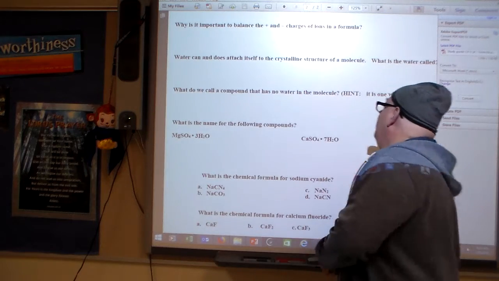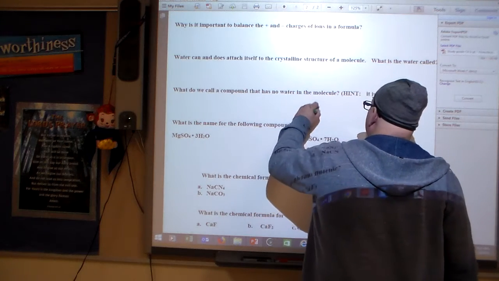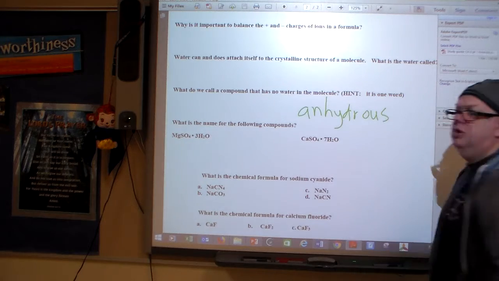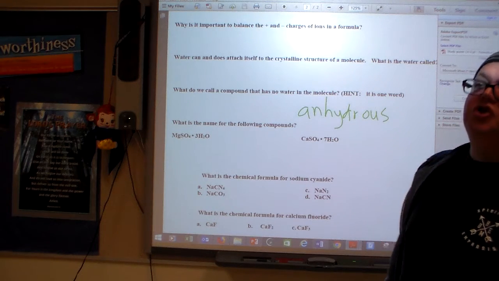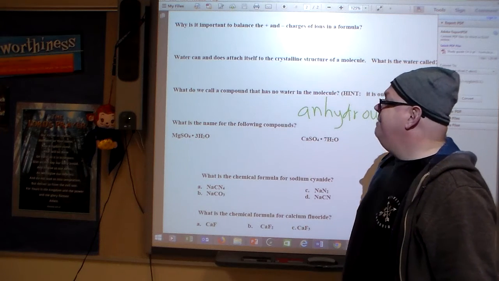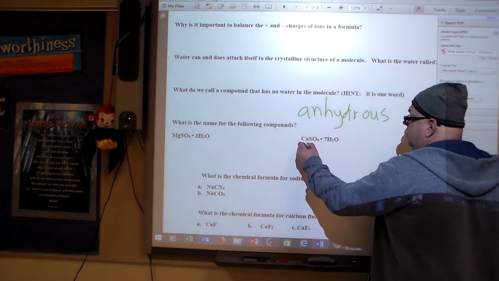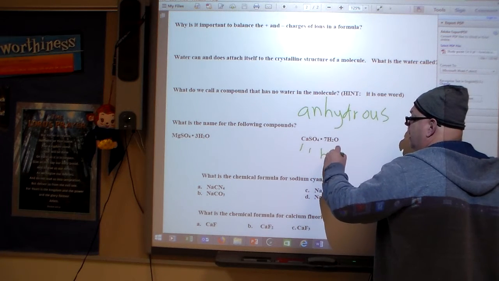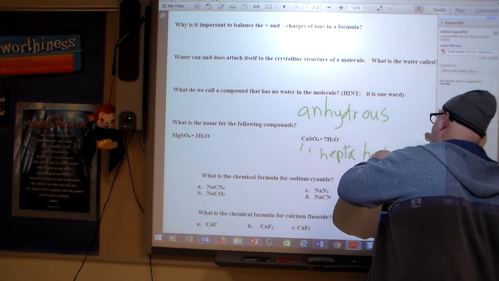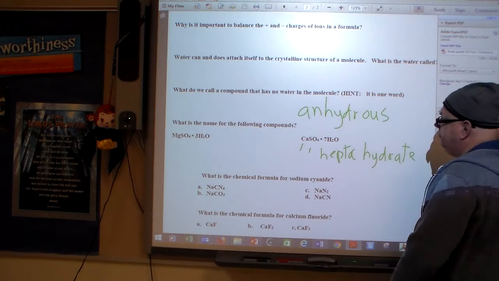What do we call a compound that's got no water in the molecule? It is anhydrous. Not Anheuser-Busch, anhydrous. So when we talk about naming a compound that's got water connected to it, this is where we're going to do calcium sulfate heptahydrate. So you need to be up on your Greek numerals.